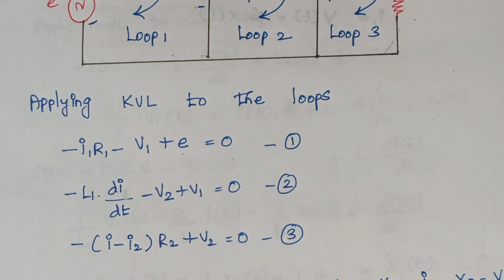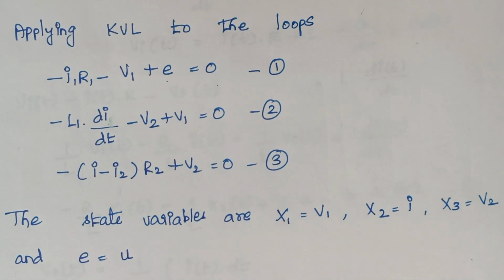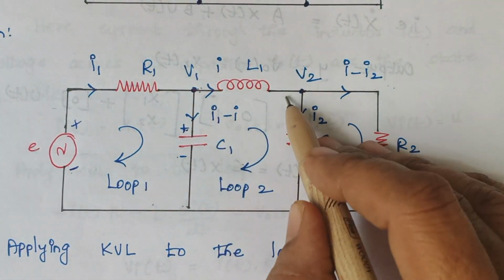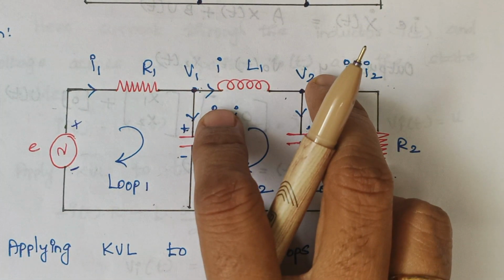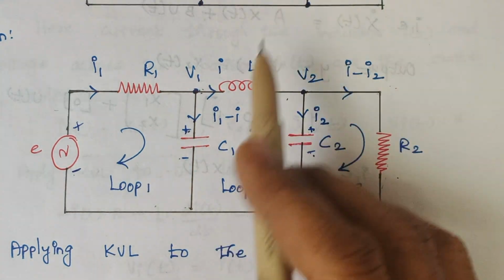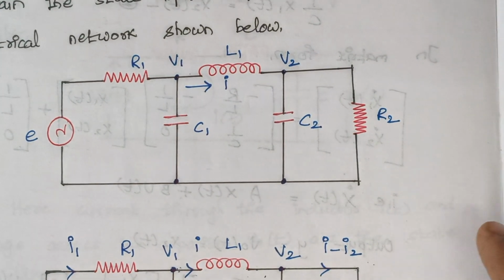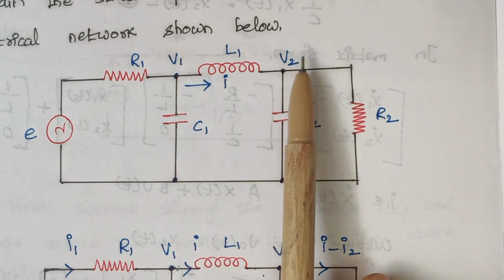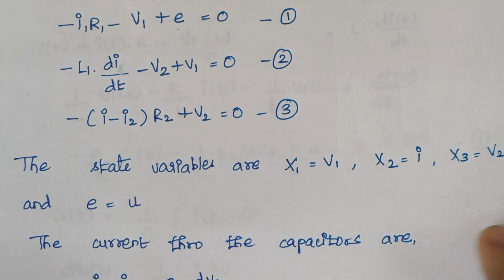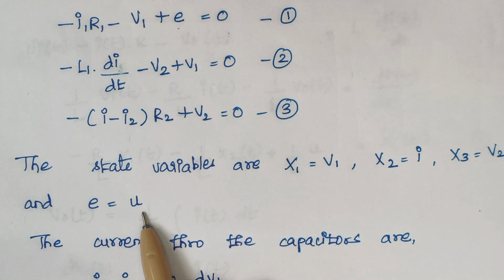Then we frame our state variables. V1 and V2 are mentioned in the problem, so it is a must to include these two as state variables: x1 is equal to V1 and x3 is equal to V2. The current I which flows through this part is taken as x2, because these are the things given in the problem; we are not assuming them ourselves. So V1, I and V2 form the state variables. Am I making things clear? And finally, as we all know, the input voltage E is represented as U here.